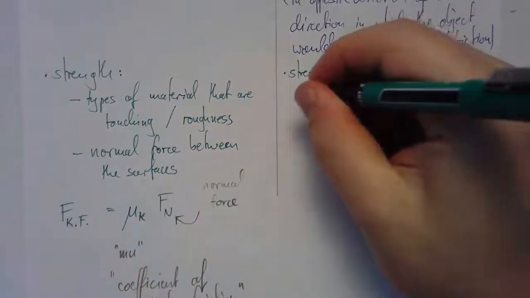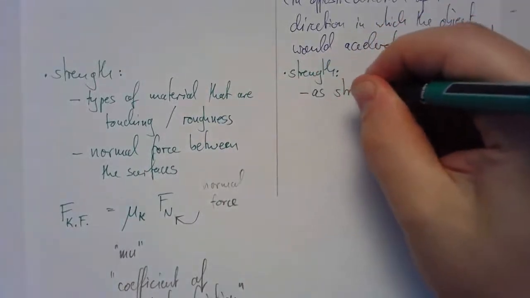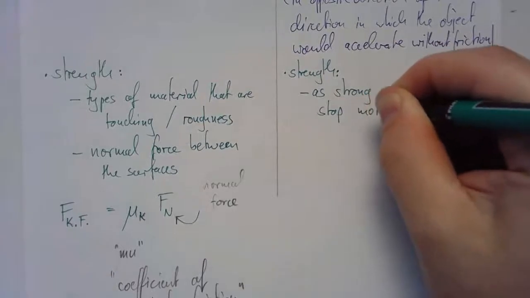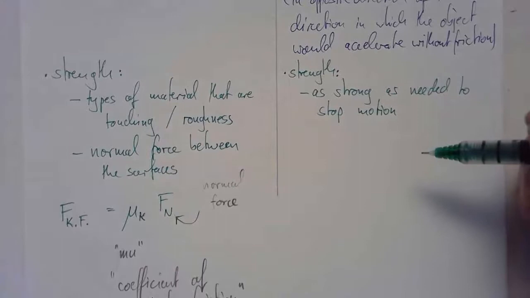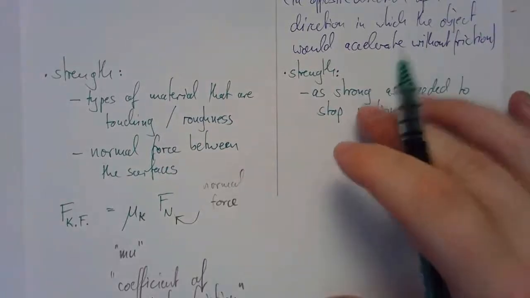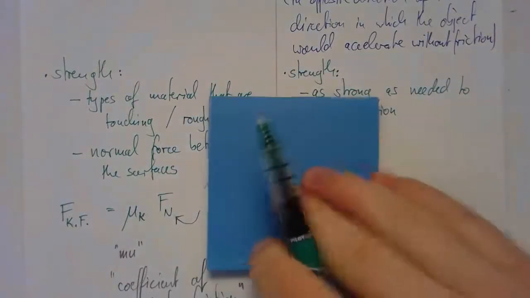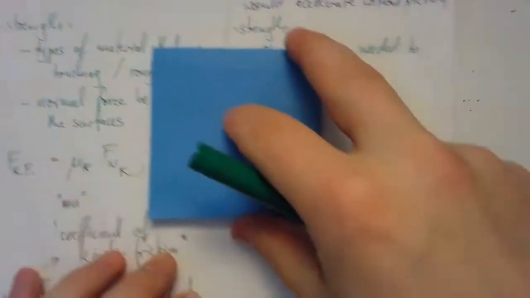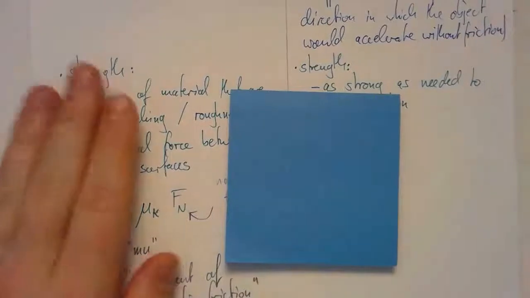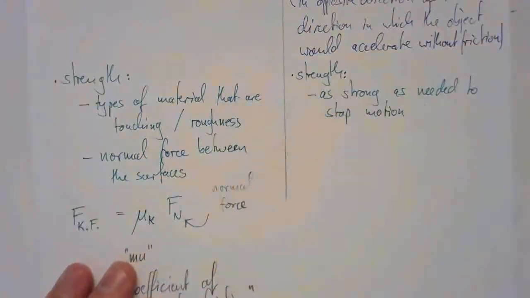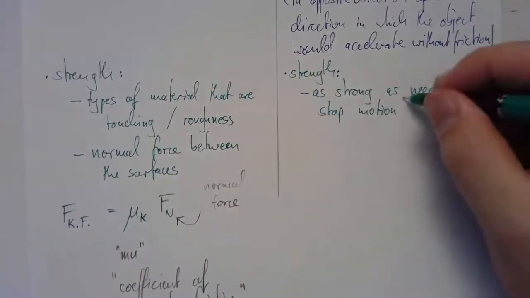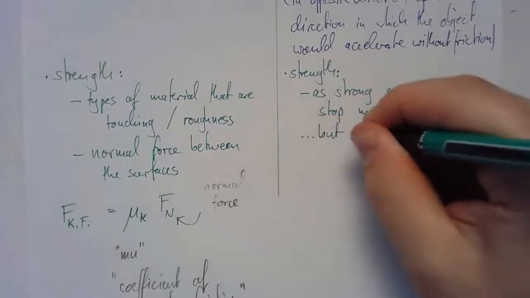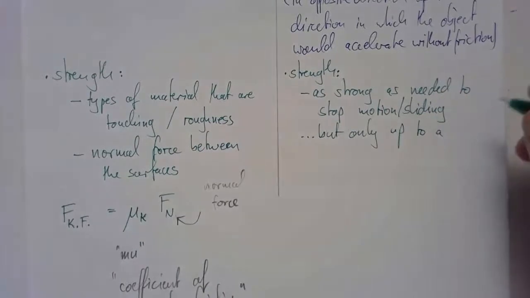So the basic idea here is it's as strong as needed to stop the motion. That's important. Static friction does not make things accelerate, unless the thing it's sitting on is accelerating. But it doesn't do relative acceleration. So if I want to move this whole page, of course then friction between my sheet and the pad is what accelerates the pad, because I'm not touching the pad directly. I'm touching my piece of paper over here. But again, it just opposes the motion. So it's as strong as needed to stop motion, really to stop sliding, but only up to a maximum value.